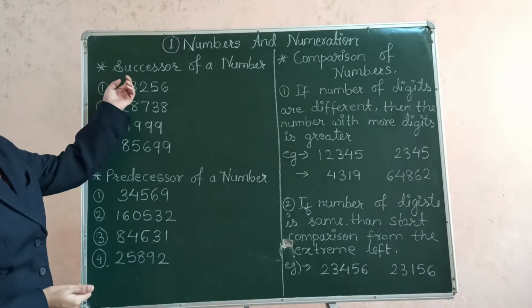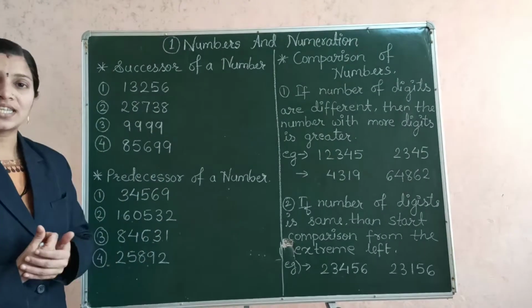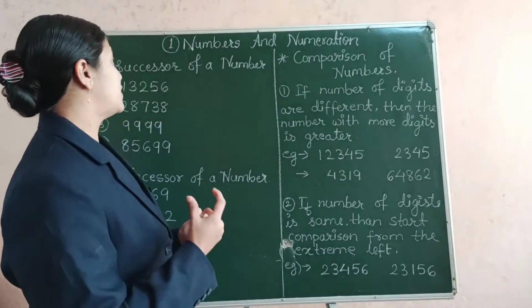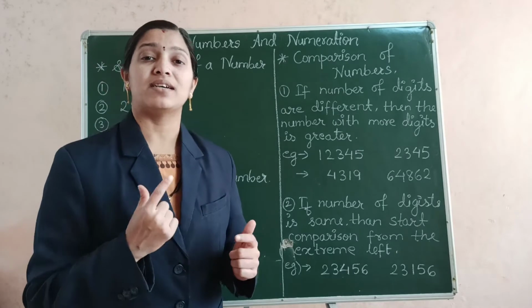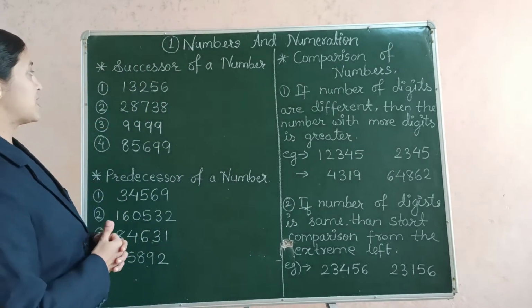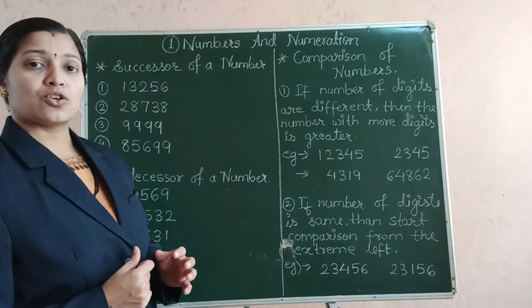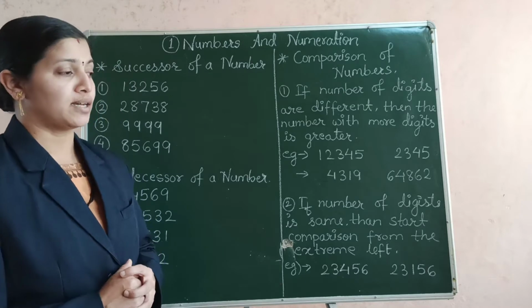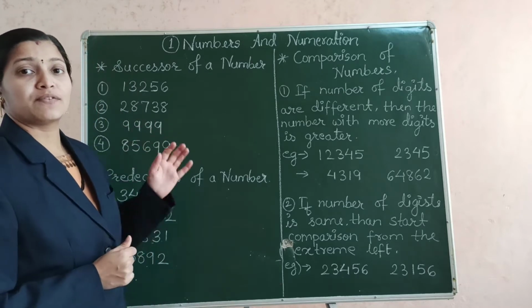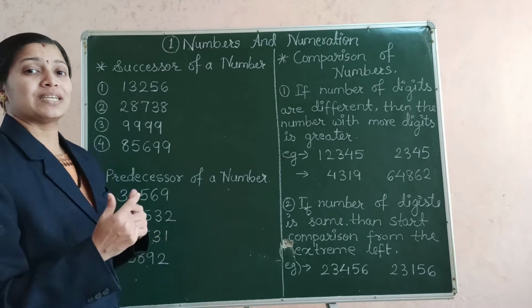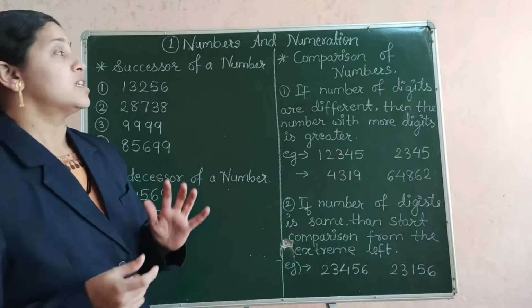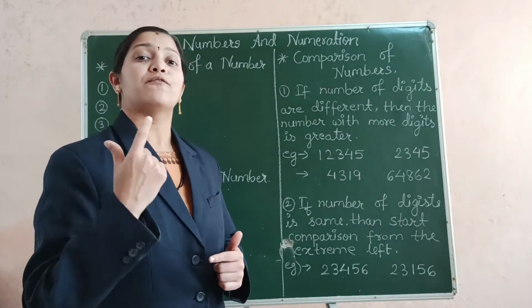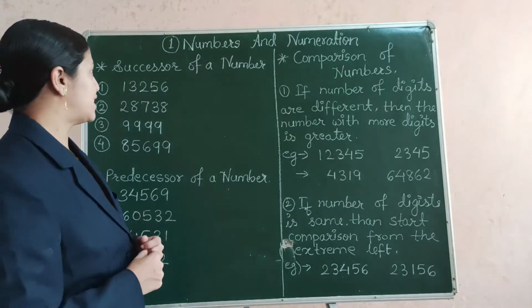First, we will see the successor of a number. What is a successor of a number? The successor of a number means a number which is 1 more than the given number. Or we can say, we can find the successor of a given number when we add 1 to that given number. We will see some examples, with the help of which you will understand what a successor is. The definition is: the successor of a number is the number which is 1 more than the given number.